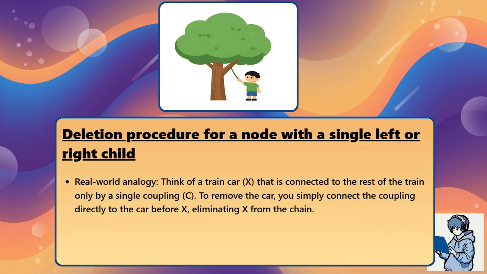Real-world analogy: think of a train car x that is connected to the rest of the train only by a single coupling c. To remove the car, you simply connect the coupling directly to the car before x, eliminating x from the chain.